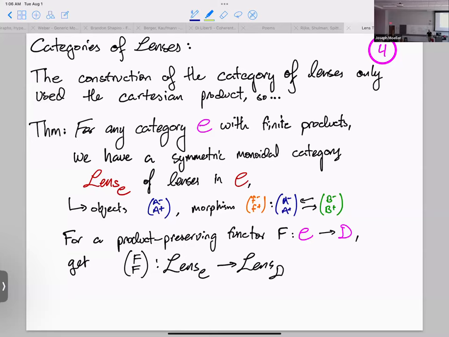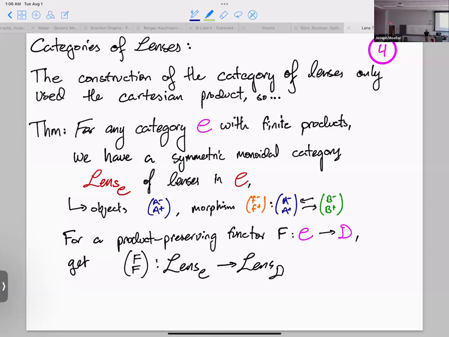That's the Cartesian structure. So our theorem is that for any category with finite products, we have a category of lenses in that category, and the objects of those lenses I sometimes like to call arenas, just to give them a name. You can think of them as the places things can happen. The objects have A plus and A minus, A plus in the bottom, A minus on the top, and a morphism is a lens, and they compose using lens composition.